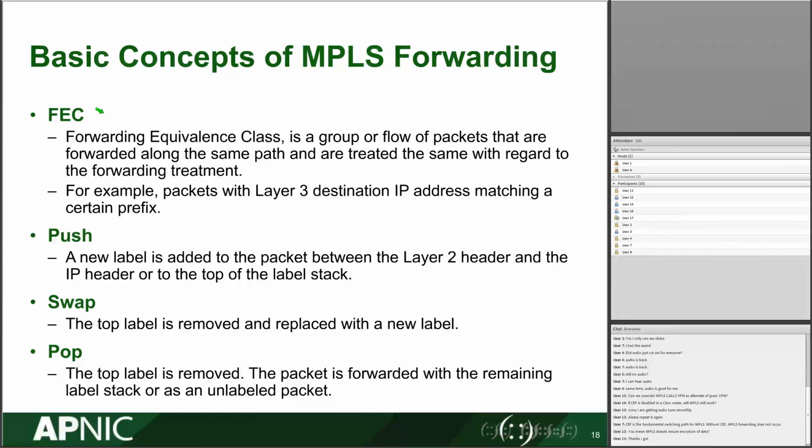First is FEC. When you talk about MPLS, you will see the forwarding equivalence class. You see, the name is a class, a group of traffic, of packets, that will use the same path. So a lot of packets are using the same path. So what are the features for this traffic? Because they are using the same path, what will be the feature?